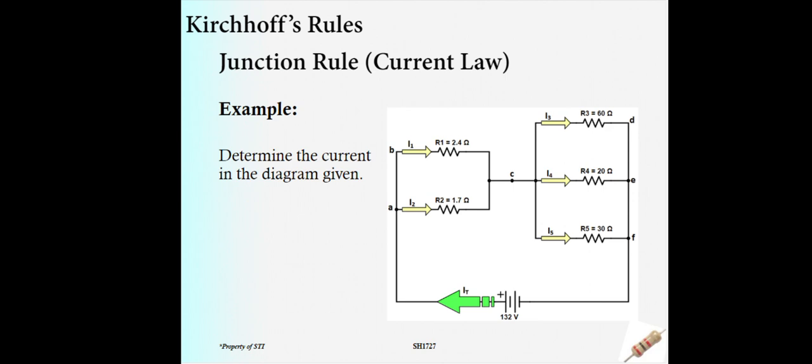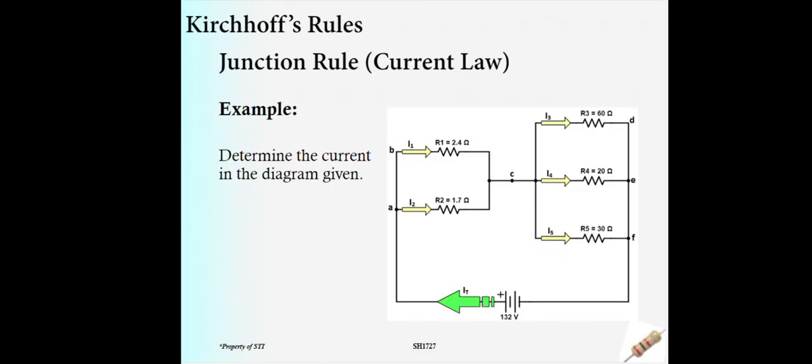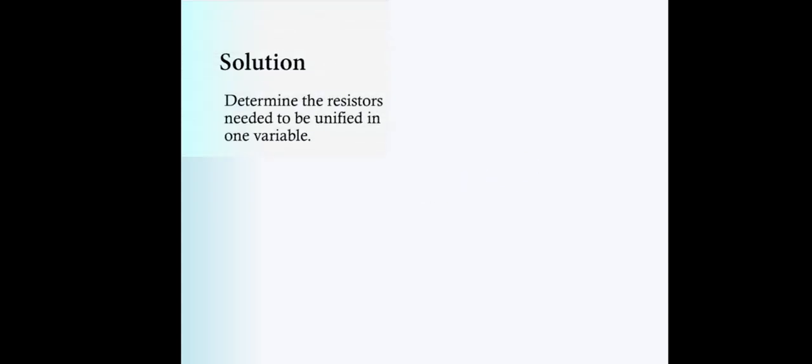Another example for the junction rule, or yung current law natin. So, kanina, okay, parallel circuit ito siya. And same here din dito, parallel yung circuit. Okay? So, how can we solve? So, take note of this, no? When we have parallel na circuit, yung resistance niya is simply, 1 over R sub T is equal to 1 over R sub 1 plus 1 over R sub 2, and so on and so forth. Okay? And ang voltage naman is equal all throughout, and the current is we simply add all those things. So, first, we need to determine the resistors needed to be unified in one variable.